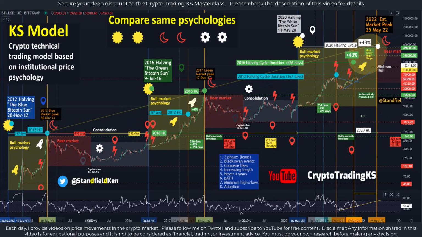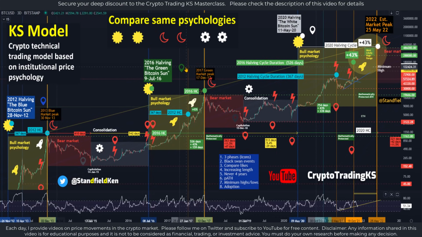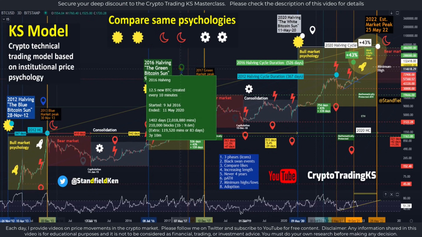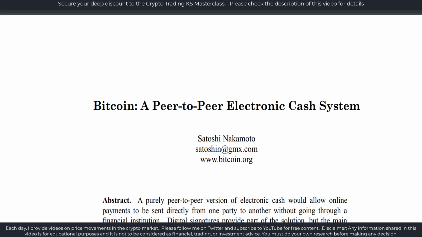The KS model also fixes up a common misconception about the 4-year cycle. The 4-year cycle has never been 4 years. Let's have a look at the 2012 halving cycle. That actually lasted 3 years, 7 months, and 1 week, with an average block time of 9.04 minutes. When we look at the 2016 cycle, that lasted 3 years and 10 months with an average block time of 9.6 minutes. A lot of people say that it's going to be every 10 minutes. You'll hear a lot of people talk about 10 minutes.